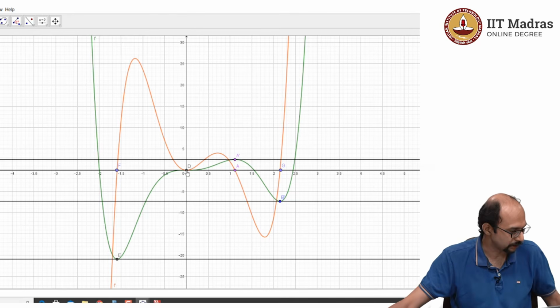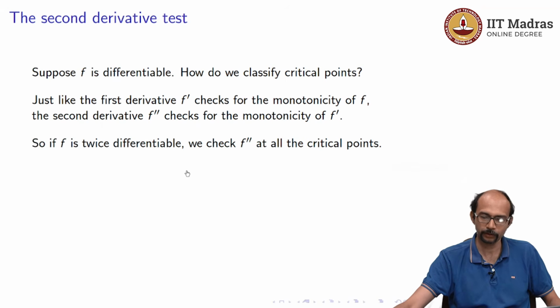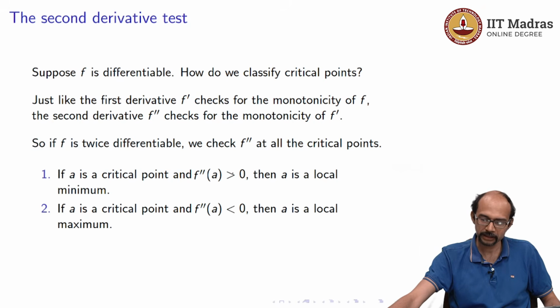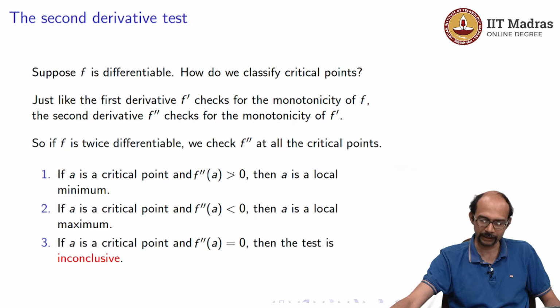Okay. So, let us see what is the second derivative test. The second derivative test says the following. If f is twice differentiable, we check f double prime at all the critical points. If A is a critical point and f double prime of A is greater than 0, then A is a local minimum. If A is a critical point and f double prime of A is strictly less than 0, then A is a local maximum. If f double prime of A is 0, then the test is unfortunately inconclusive, and that is a little sad that this is not an absolute test, and we will see why that is the case later on.